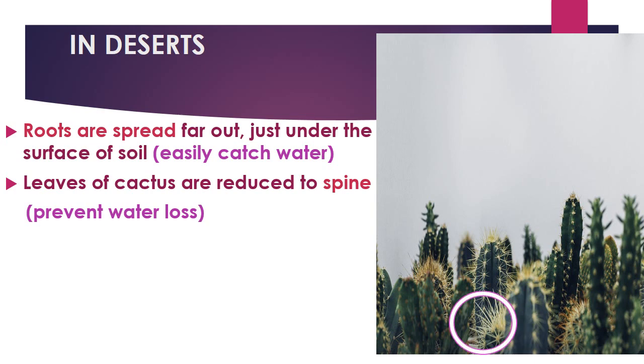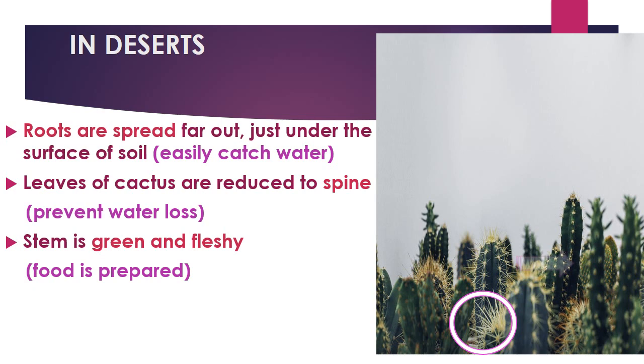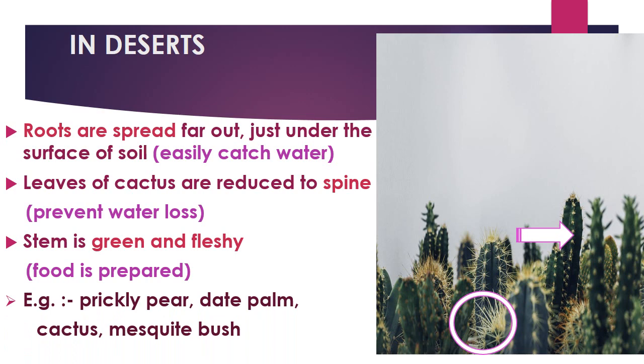As you can see over here, the leaves of cactus are reduced to spines. Even if you find the leaves, they are very small in number. This helps to prevent water loss through the process called transpiration. Over here you can see the stem of the cactus. It is green and fleshy and very thick. It helps them to prepare the food in this part. Examples are prickly pear, date palm, cactus, mesquite bush.